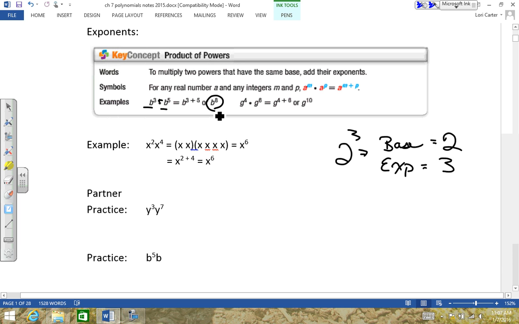Now the next one, the first part tells you why it works, and then you have to give me the answer. Do you have to do all the work? No. So this works because x squared means how many x's do I have? 2. X to the 4th means I have how many x's? 4. So how many x's total do I have? 6 x's. So can I go straight from x squared times x to the 4th to x to the 6th? Yes, I can just say that's 2 plus 4, which is x to the 6th.